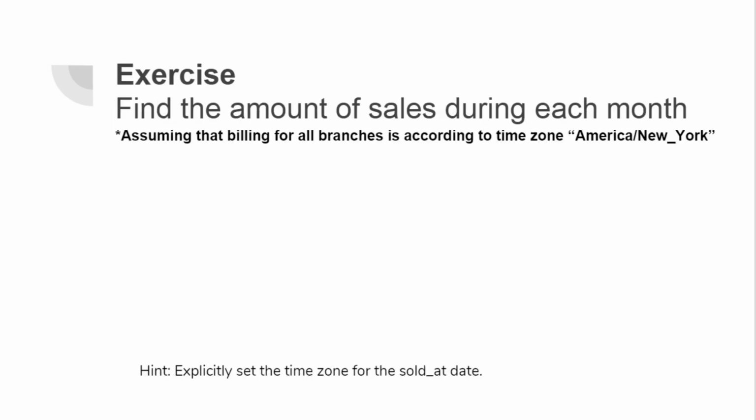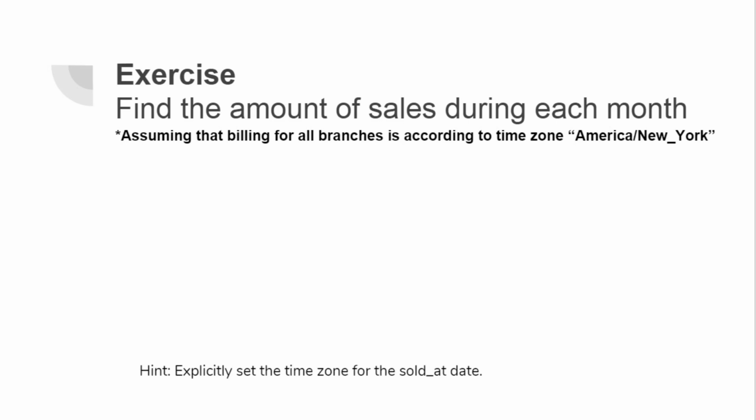So for your next exercise, I want you to find the amount of sales, not the number of sales, the amount of sales during each month. And I'm telling you, we are doing the billing according to America, New York time zone. Okay, so let's go ahead and do that. Take 2 minutes. This is very important. You need to be able to work with time zones. So take 2 minutes, and I want you to find the amount, the sum of the price, during each month according to America, New York time.